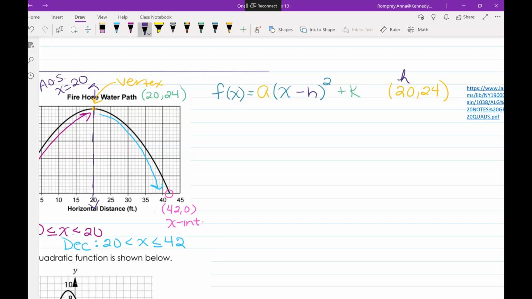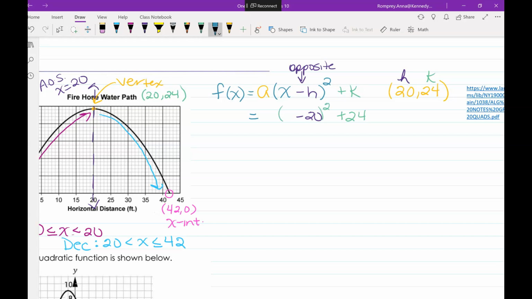So that's my H and my K. Cool. So if I go to plug everything in, I can fill in my H and my K. So remember, this minus x minus h can also be read as the opposite. So the opposite of h, so h is positive 20, so we are going to do minus 20, and k is a positive 24. Okay.